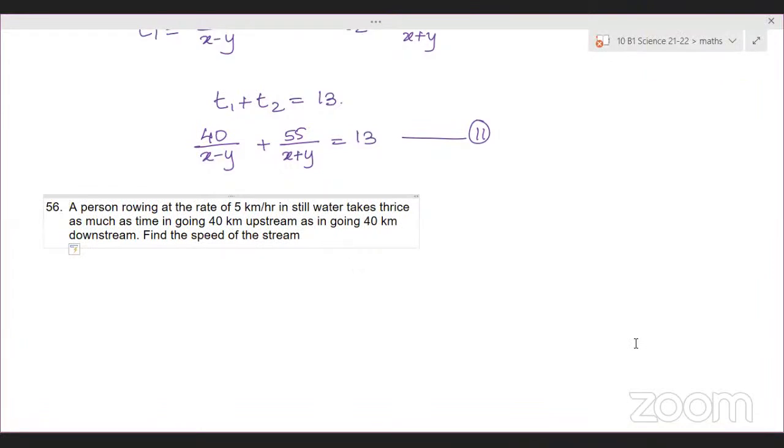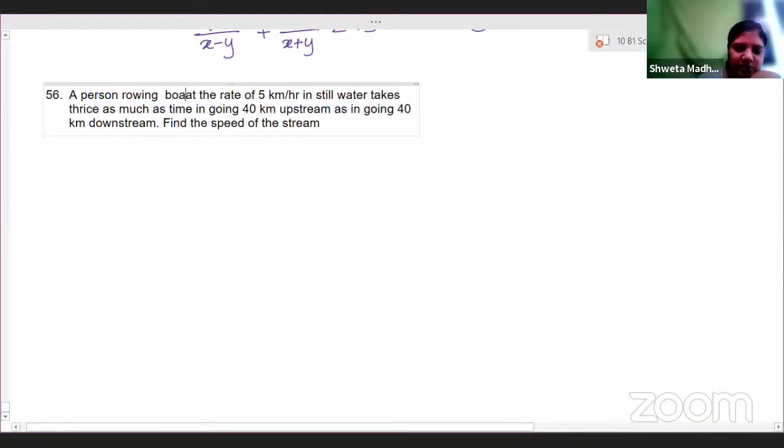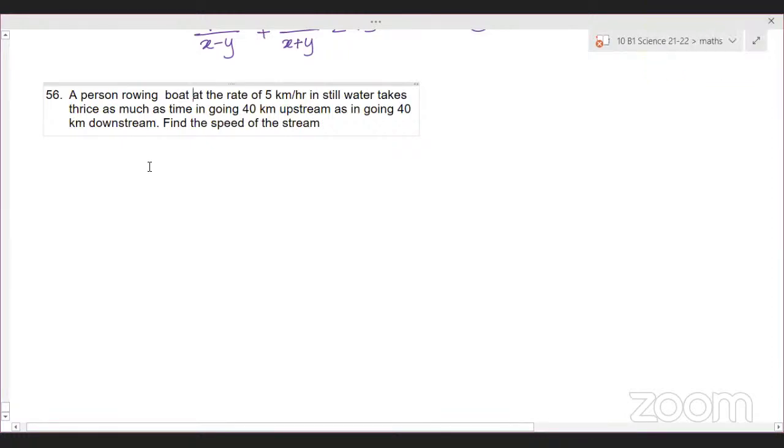Okay. Right. So here a person rowing a boat at the rate of 5 km per hour in still water takes thrice as much time in going 40 km upstream as in going 40 km downstream. Find the speed of the stream. Who has solved this? Anyone has solved? Yes, ma'am. I have solved.